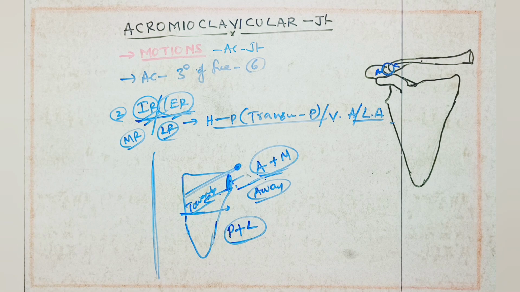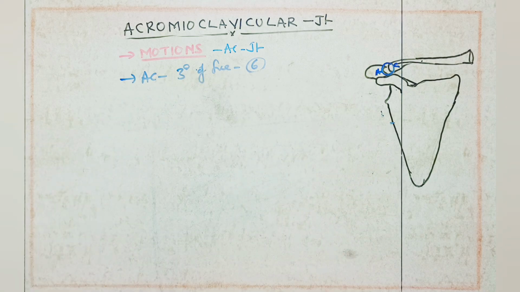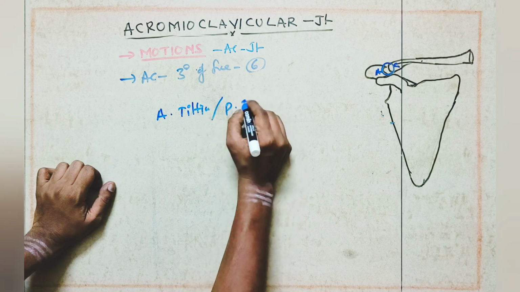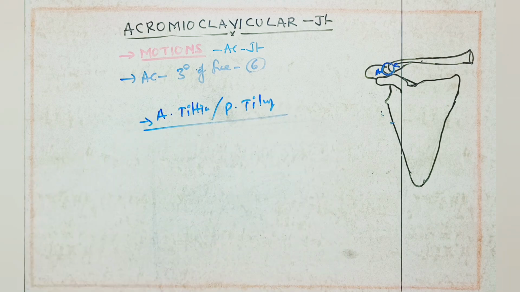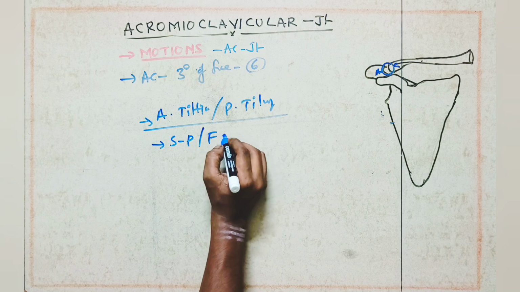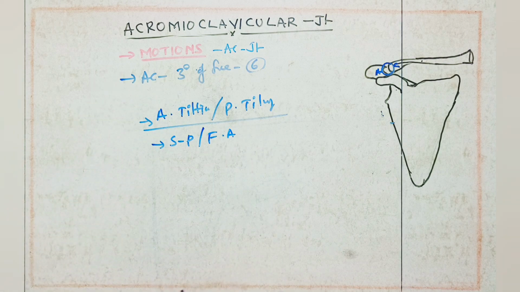The last movement is tilting, anterior tilting and posterior tilting of the scapula. These movements happen in the sagittal plane. Sagittal plane means what is the axis? Frontal axis. For sagittal plane movements, the axis will be the frontal axis.